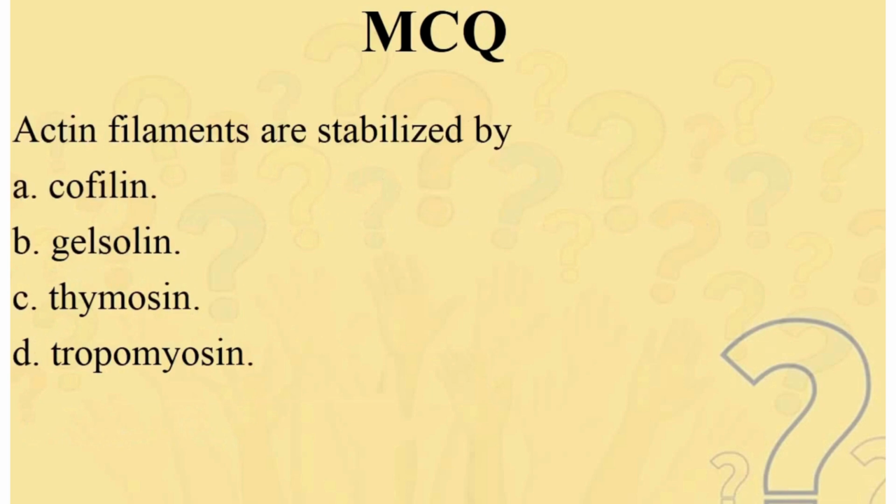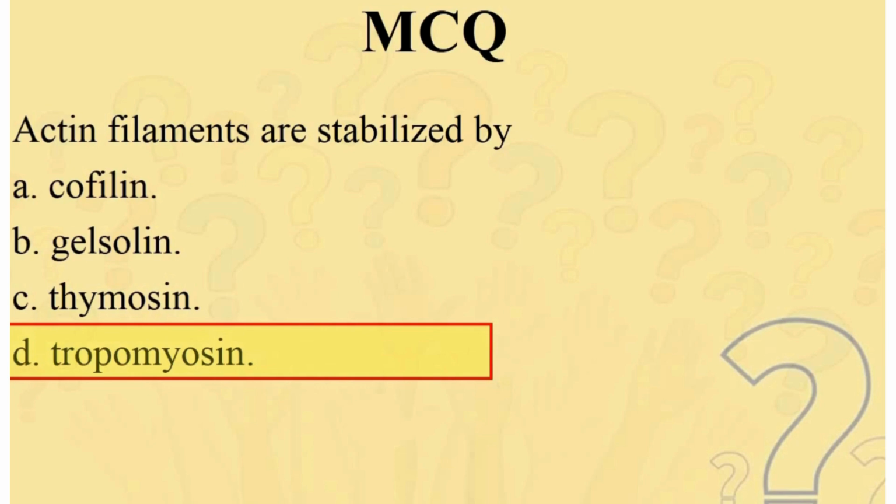Actin filaments are stabilized by, four options: cofilin, gelsolin, thymosin, and tropomyosin. Of course, just now we saw that in muscle contraction you have the binding sites for thick filaments, that is myosin, and those myosin sites are blocked, and they are stabilized unless of course the calcium comes. So the correct answer of course is tropomyosin, that is option D.